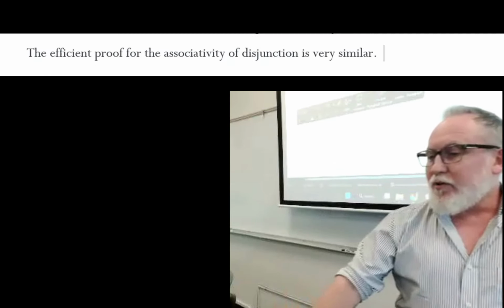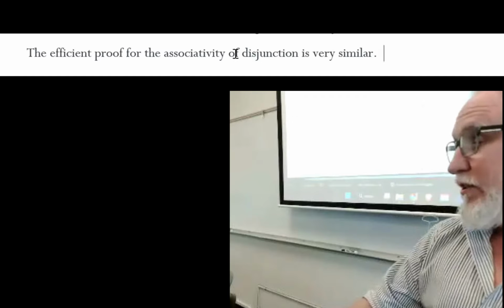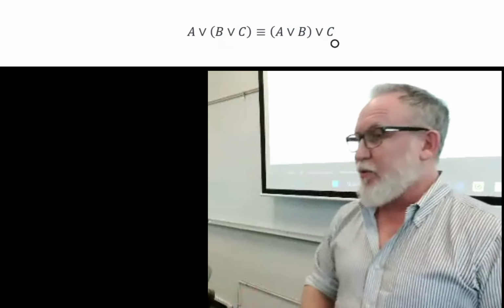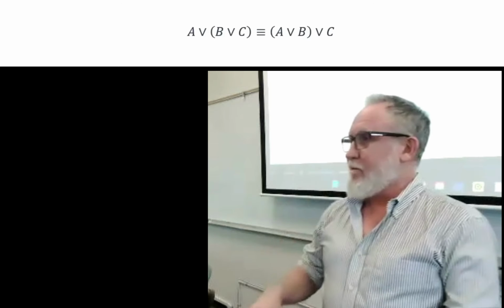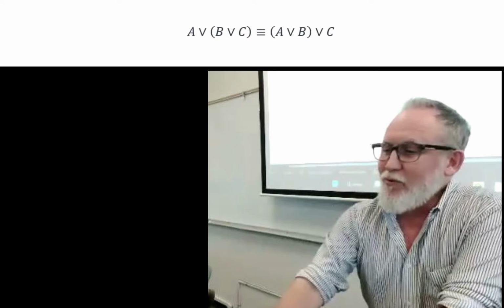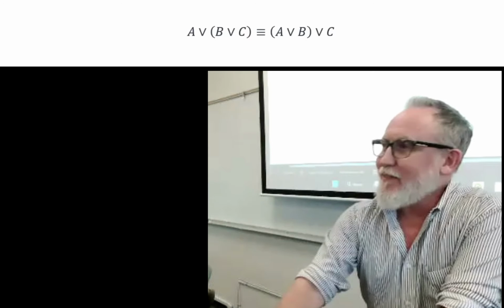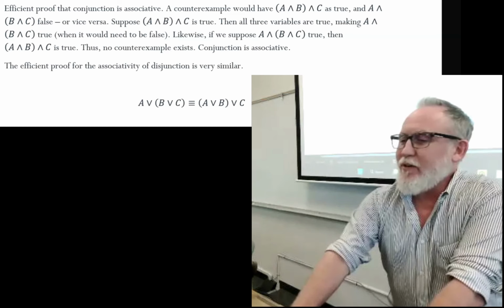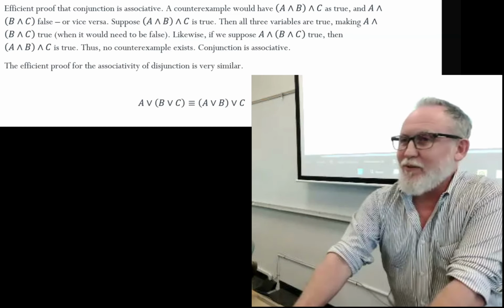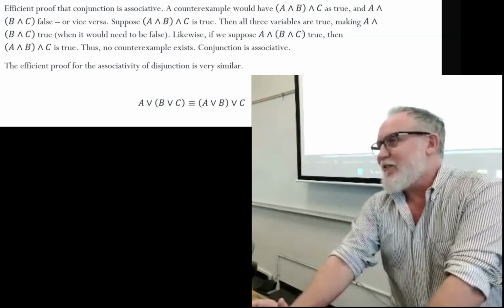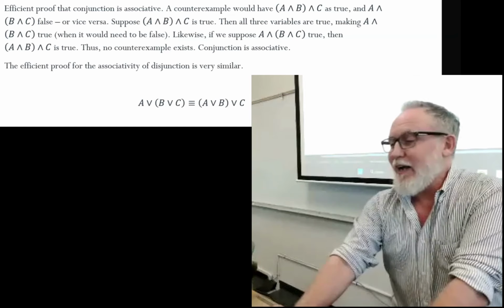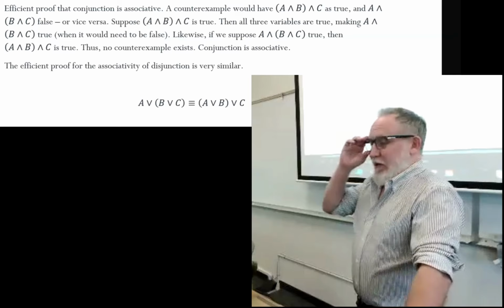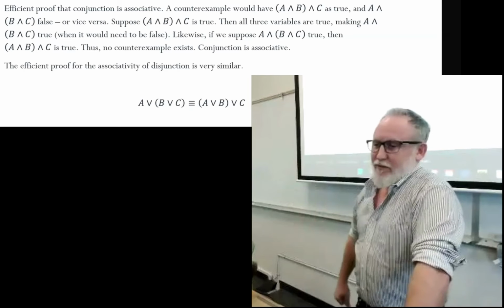The efficient proof for associativity of disjunction. So we want to prove that, right? The truth table definition of disjunction is a little different from conjunction, but the proof is going to be very similar. So it's going to look very similar to this. So that's something you might want to do, right? Let's try to do an efficient proof for disjunction, following the model. And I have two different versions here. So, you can word things differently.